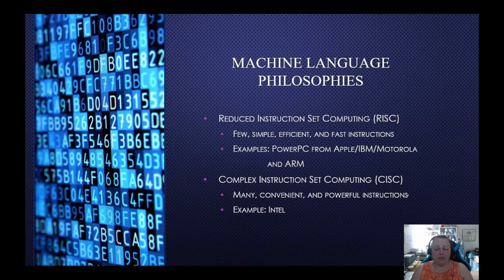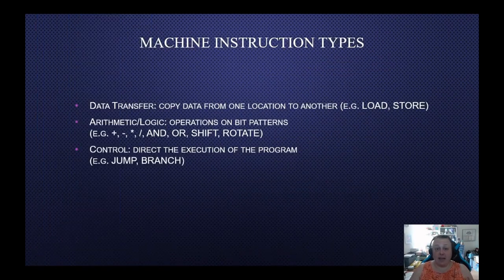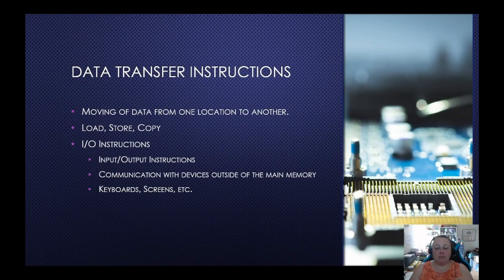in today's culture. No matter which philosophy your CPU belongs to, the CPU is going to have instructions, and these instructions can be grouped into 3 different categories. All CPUs need instructions on how to transfer data, how to perform basic arithmetic logic expressions, and how to control the computer. So let's take a deeper dive into each one of these 3 instruction types.